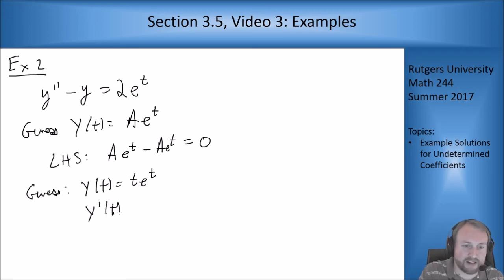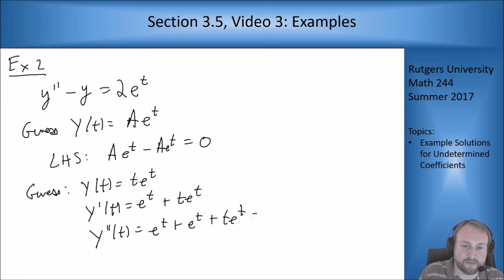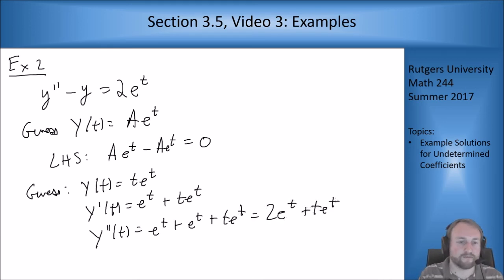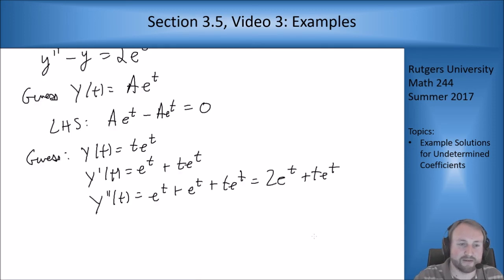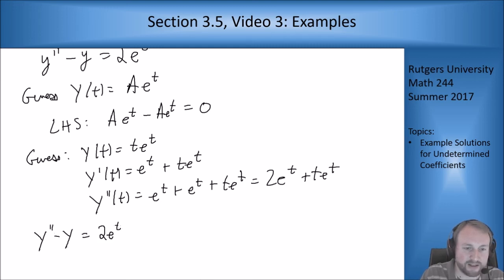Then y prime of t is going to be e to the t plus t e to the t. And y double prime of t is going to be e to the t plus e to the t plus t e to the t, which is 2e to the t plus t e to the t. And now we plug in. So I want y double prime minus y, which is going to be 2e to the t plus t e to the t minus t e to the t. And I want that to equal 2e to the t.